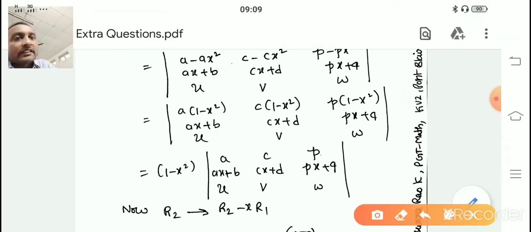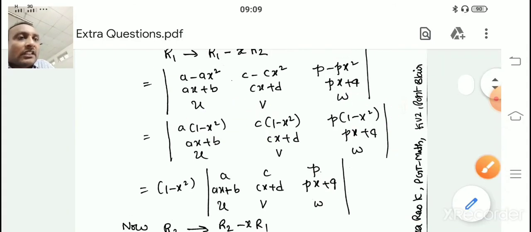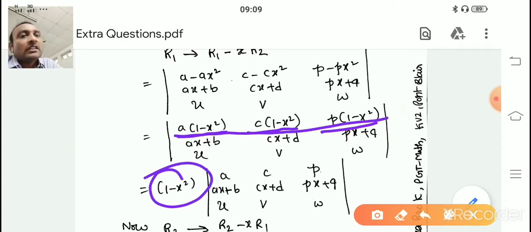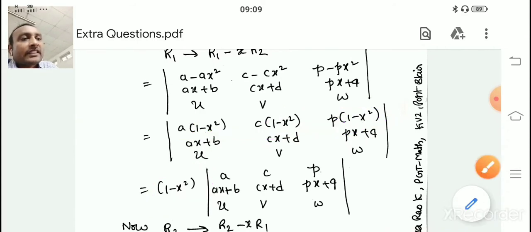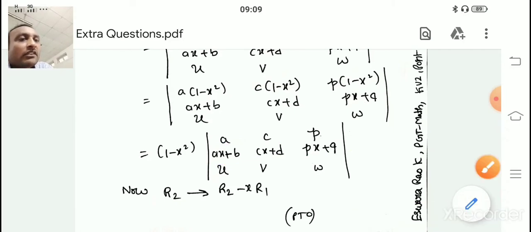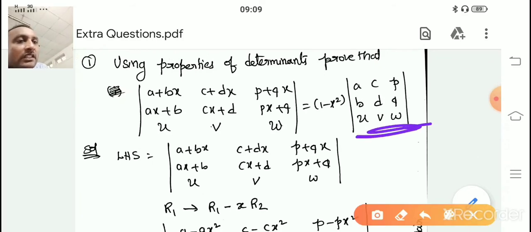Next, take a common, c common, p common: first element a common, second element c common, third element p common. So you get a into 1 minus x square, c into 1 minus x square, p into 1 minus x square. So the entire row has 1 minus x square common. Take it out and ACP will come. Now take that outside of the determinant. We get 1 minus x square into the determinant with ACP, then ax plus b, cx plus d, px plus q. But what we need to prove, always you have to look at it.